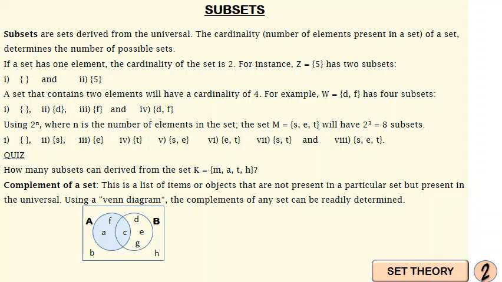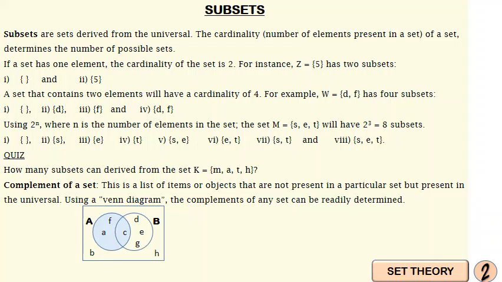As a general rule, using the formula 2 raised to power n, where n is the number of elements in the set, helps us to get the total number of subsets possible. For example, given the set M containing elements S, E, and T, we see that when you raise 2 to the power of 3, you get 8 subsets. And these subsets are 1, the empty set, then 2, 3, and 4, the sets consisting of just one element, S, E, and T respectively in this example.